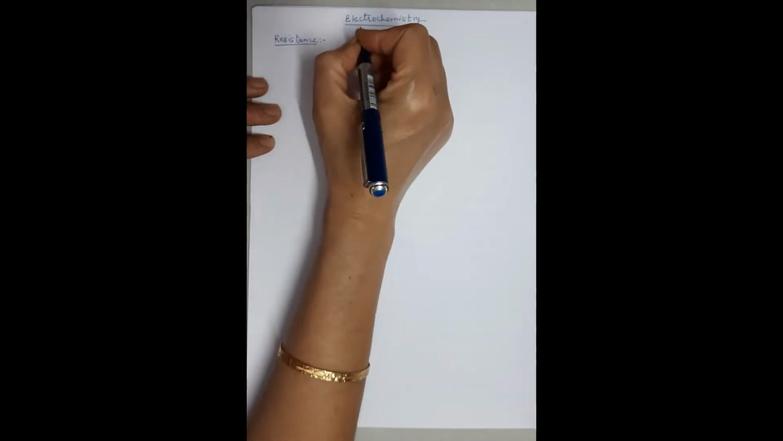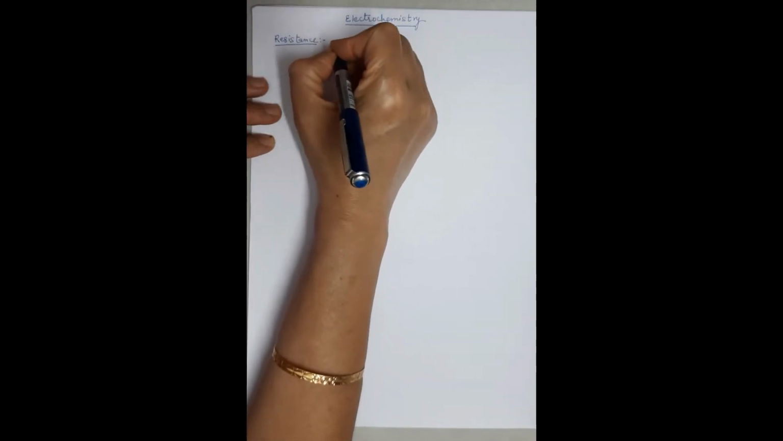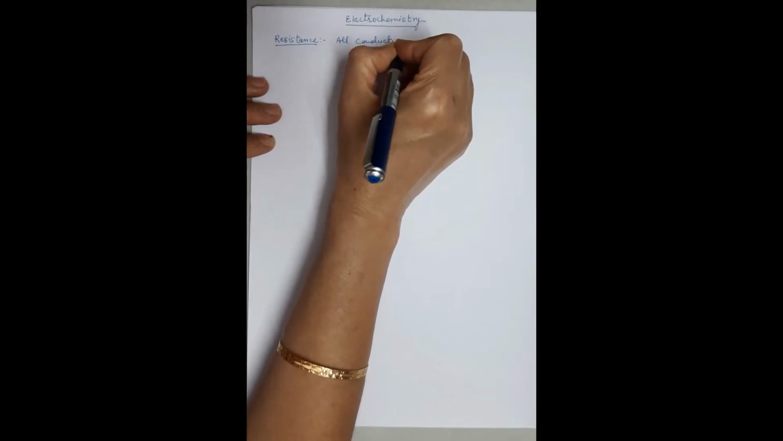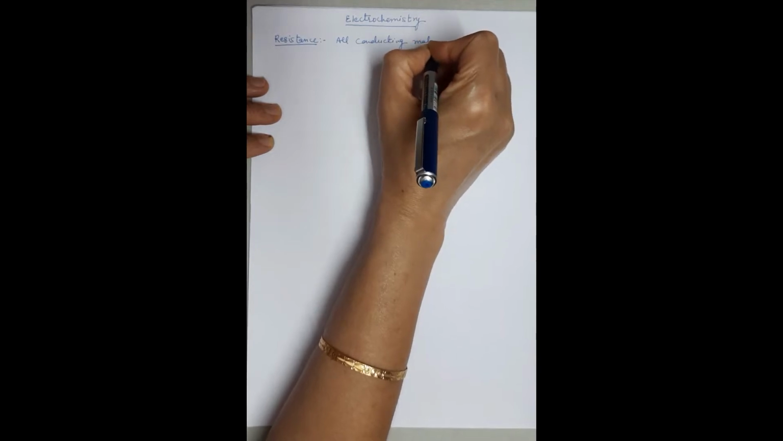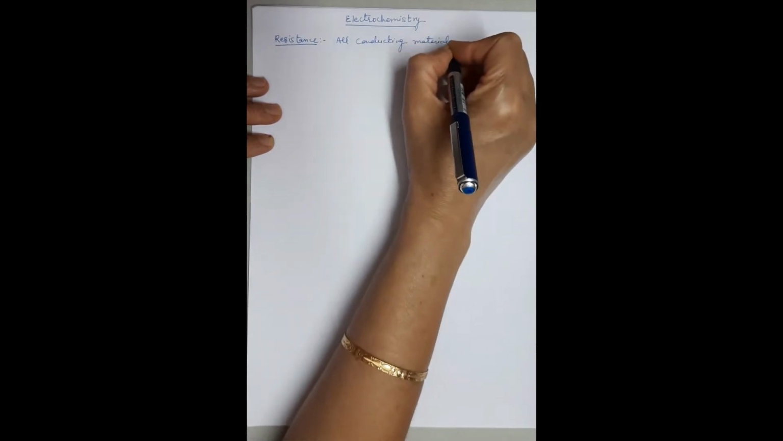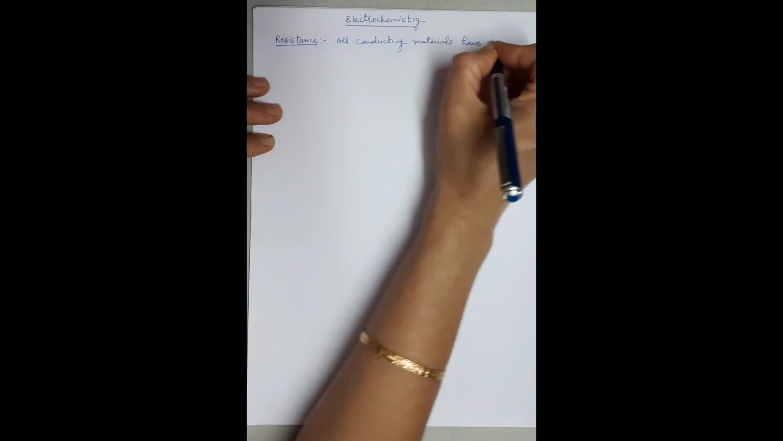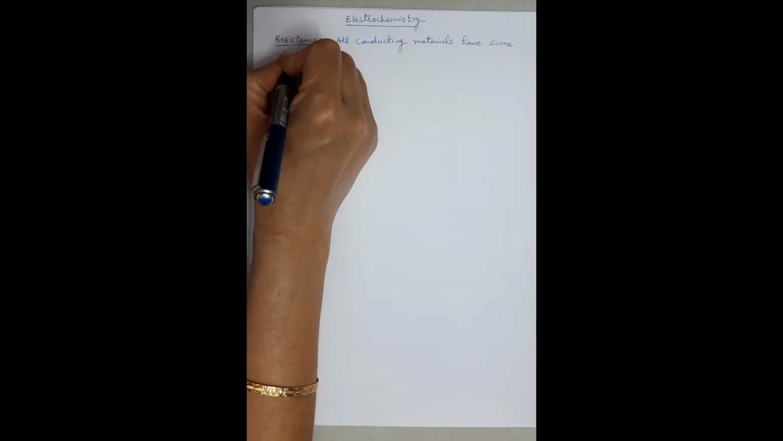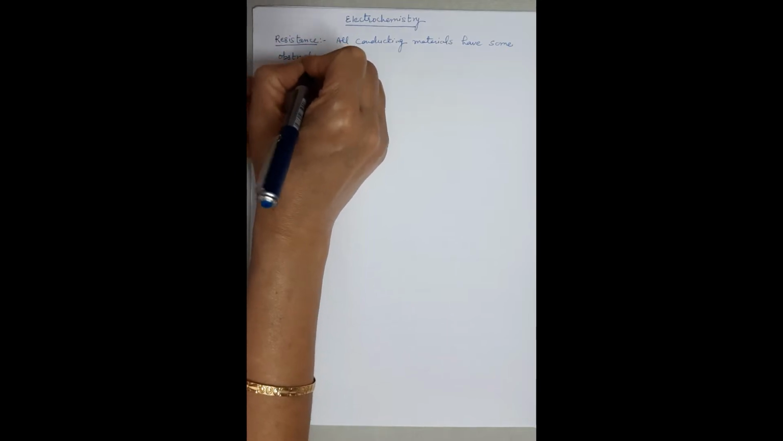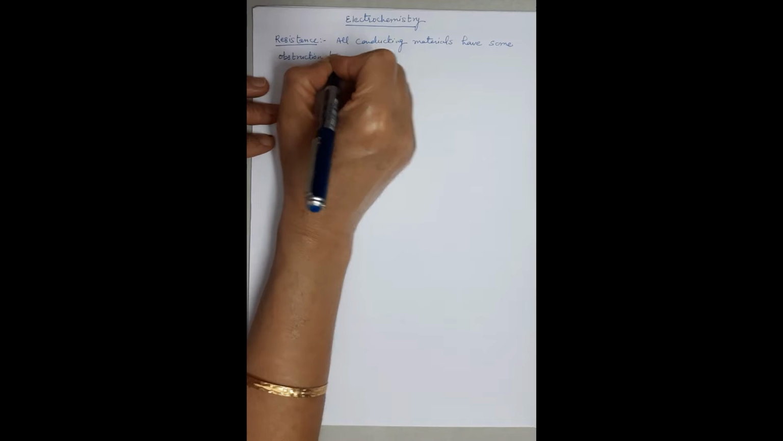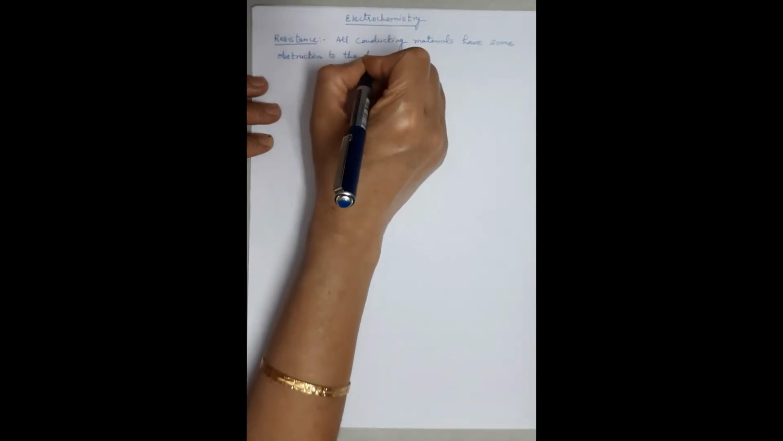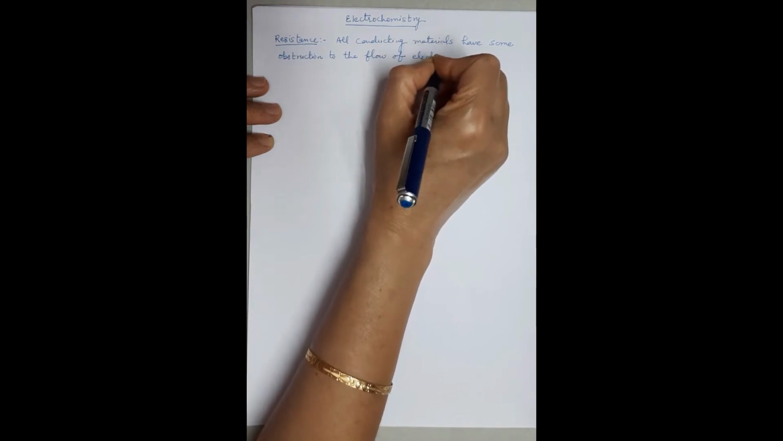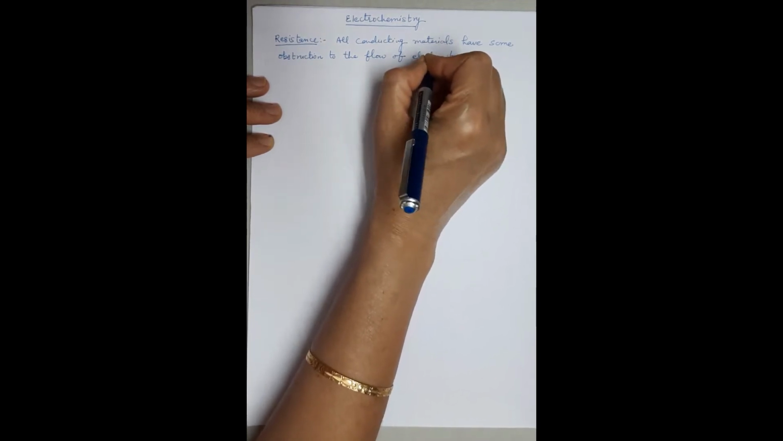So I can write down here that all conducting materials have some obstruction to the flow of electricity, which is called resistance.